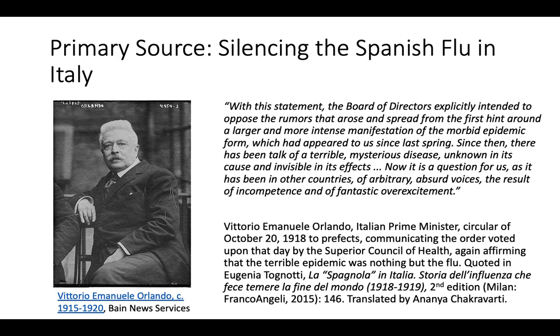Orlando wished to continue to spread the official line that the sickness was not, in fact, some new terrible epidemic. He wrote, "With this statement, the board of directors explicitly intended to oppose the rumors that arose and spread from the first hint around a larger and more intense manifestation of the morbid epidemic form, which had appeared to us since last spring. Since then, there has been talk of a terrible, mysterious disease, unknown in its cause and invisible in its effects. Now, it is a question for us, as it has been in other countries, of arbitrary, absurd voices, the result of incompetence and a fantastic overexcitement."